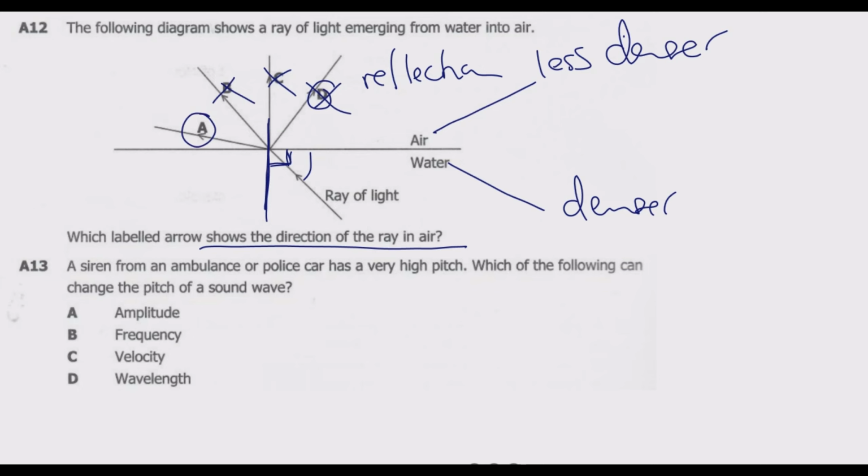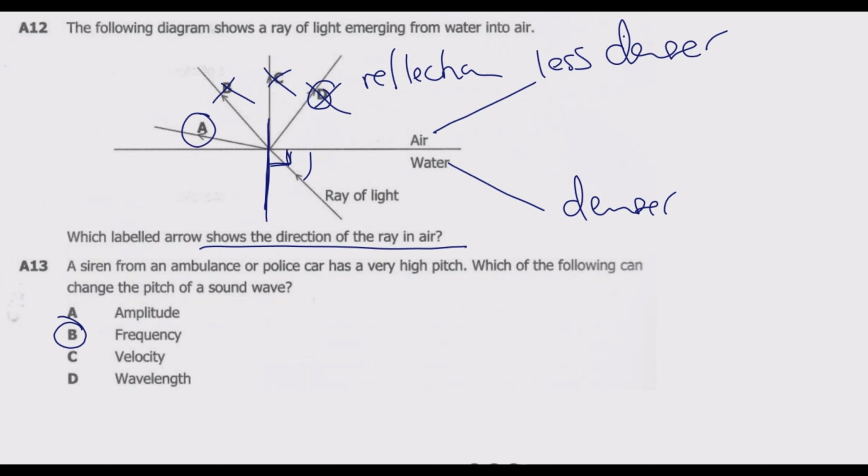Number 13. A siren from an ambulance or police car has a very high pitch. Which of the following can change the pitch of a sound wave? So basically, what can change the pitch of the sound wave? This is basically the frequency. The pitch of sound depends on the frequency. The higher the frequency, the higher the pitch, and the lower the frequency, the lower the pitch.